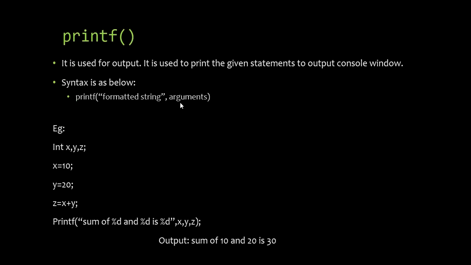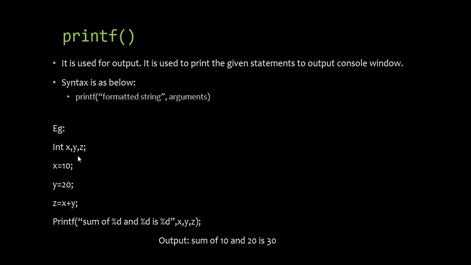First of all, what is printf? We have already used it in our previous examples. It is simply used for printing something to the output. It is used to print the given statement to the output console window. The syntax of the printf function is as follows: printf, then a formatted string with the required arguments.